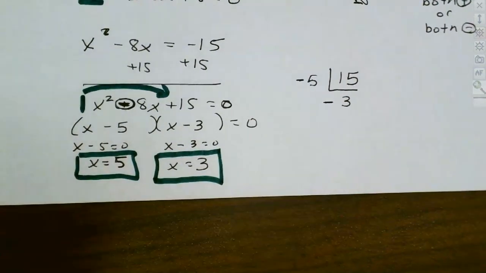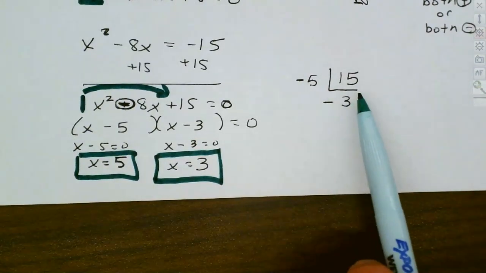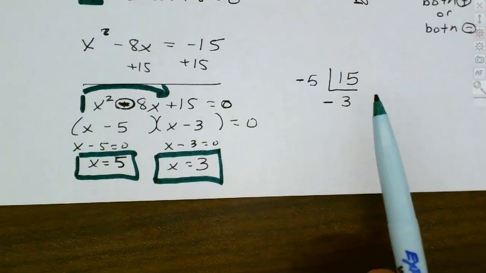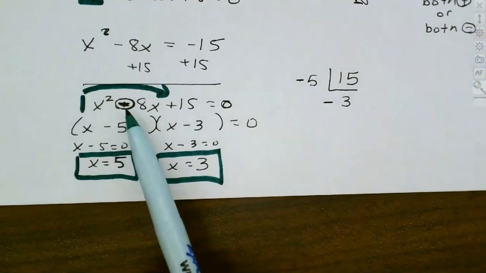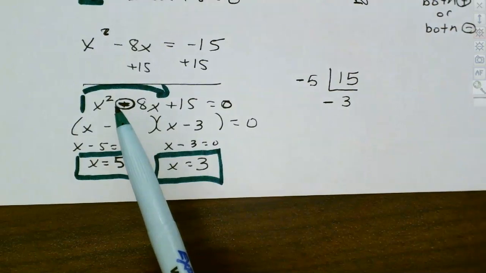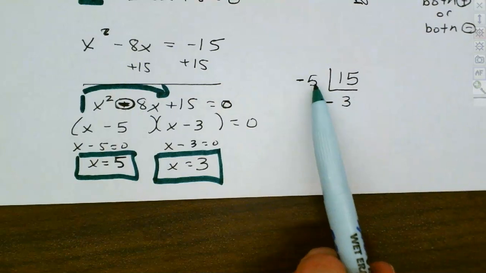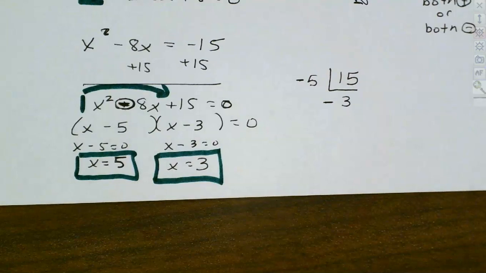Now again, let's talk about our signs. Why are these both negative? Because that 15 is what? Positive. How can you get 2 numbers to multiply together to make it positive? Either both positive or both negative. So you know that. Then you look in the middle. What's the sign in the middle? Negative. So you know they both have to be negative. And what numbers multiply together to give me 15, add together to give me 8? 5 and 3. And so you know they're negative.